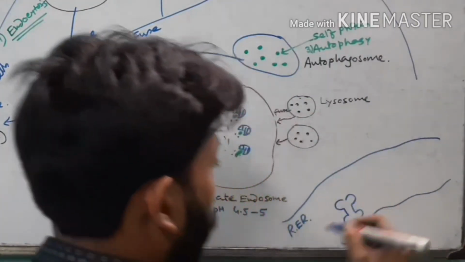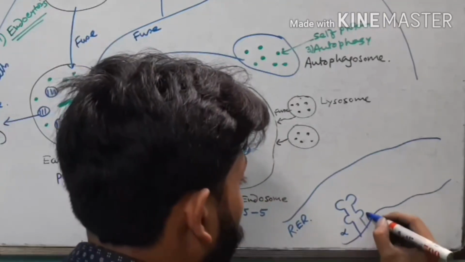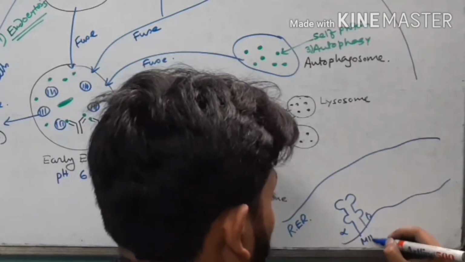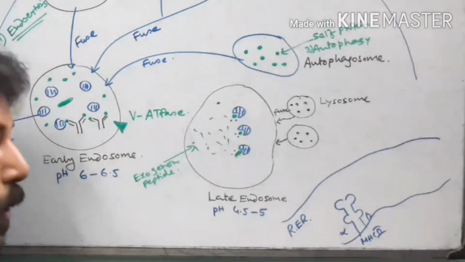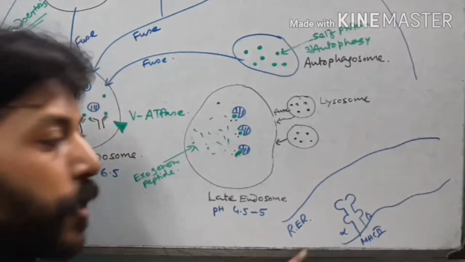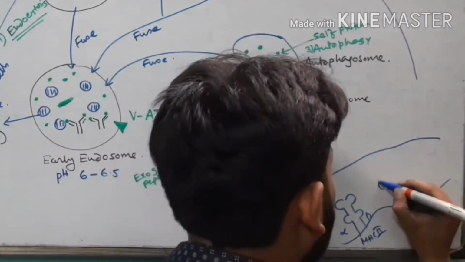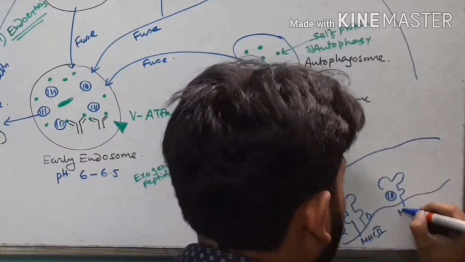So let's assume this is a class 2 MHC molecule, this is the alpha chain and this is a beta chain, and this is a class 2 MHC molecule. Okay, but here is the problem, because in the rough endoplasmic reticulum, class 1 MHC molecule is present. This is the class 1 MHC molecule.